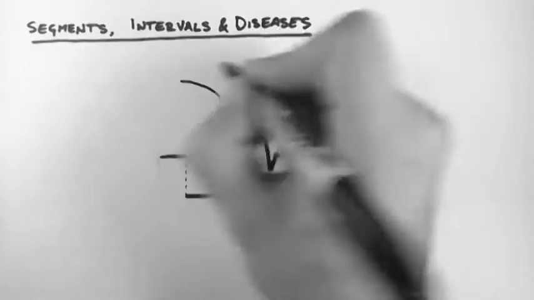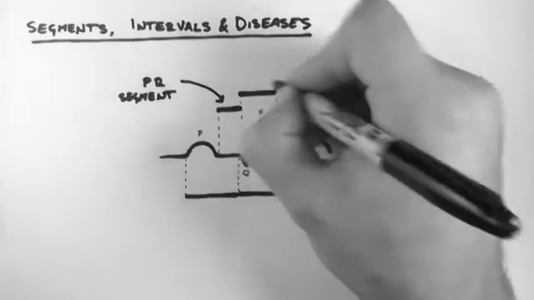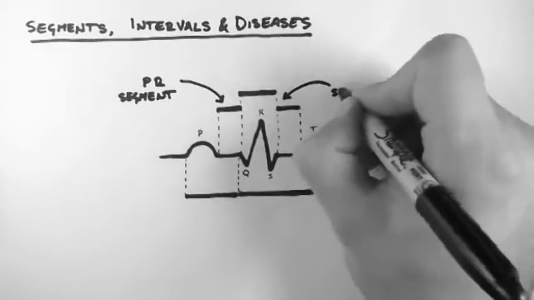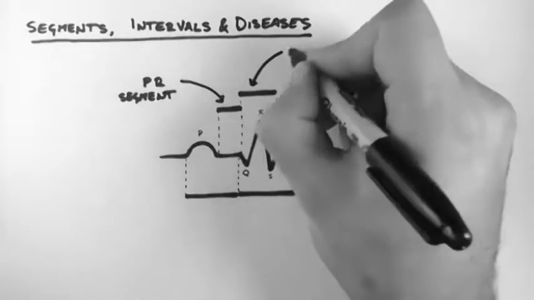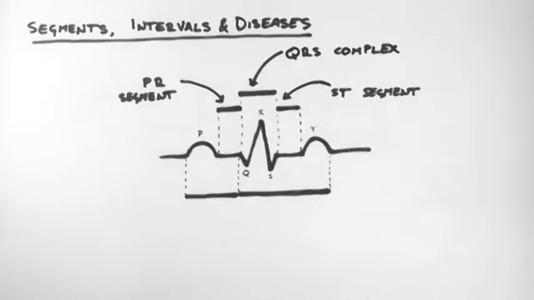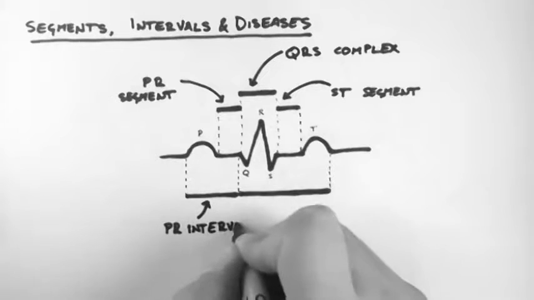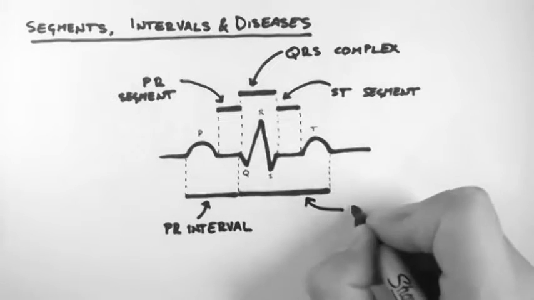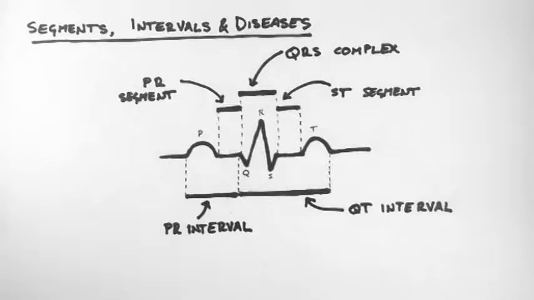This is the PR segment. This is the ST segment. And between them is the QRS complex. Down here we have the PR interval and the QT interval. So let's talk about each of these divisions.